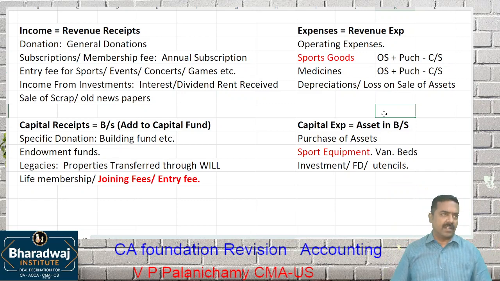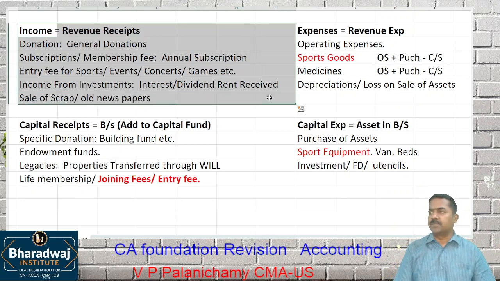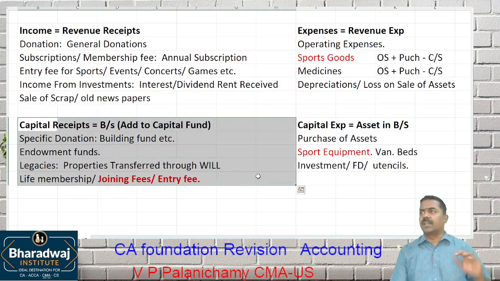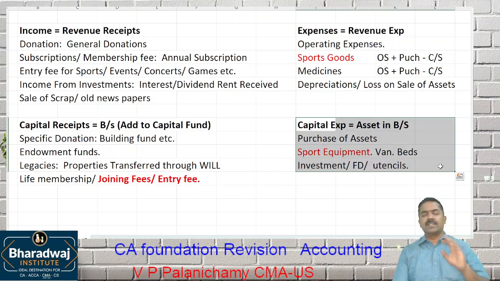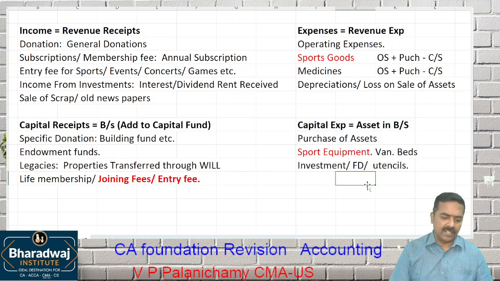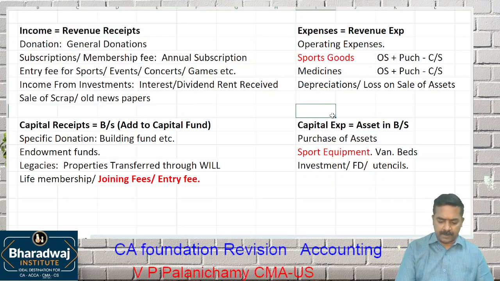You have to bifurcate. How to bifurcate? Income side you analyze. You find revenue receipts, take it to income and expenditure account. You find the capital receipts, that will be taken to which one? Balance sheet. Same way, you find expenses, charge it in income and expenditure account. You find the capital expenditures, that will be taken to which one? Asset side of the balance sheet. I request you to note these key points, then we will proceed.